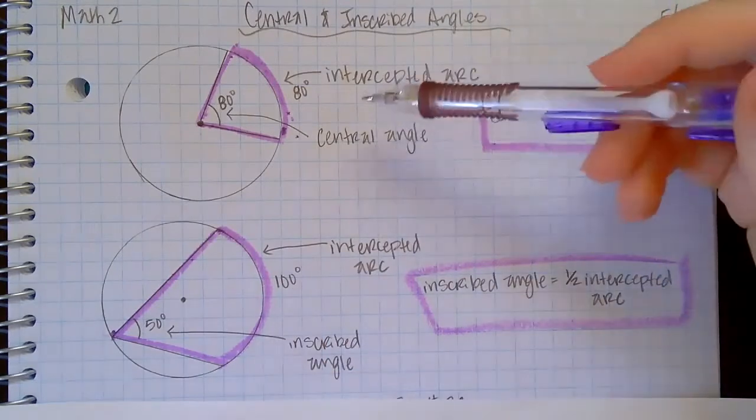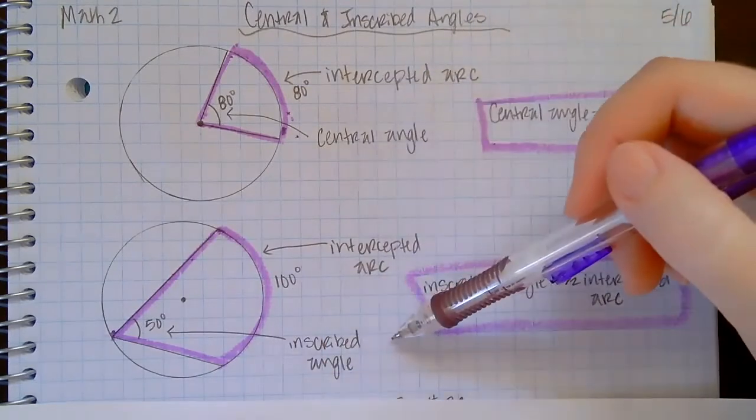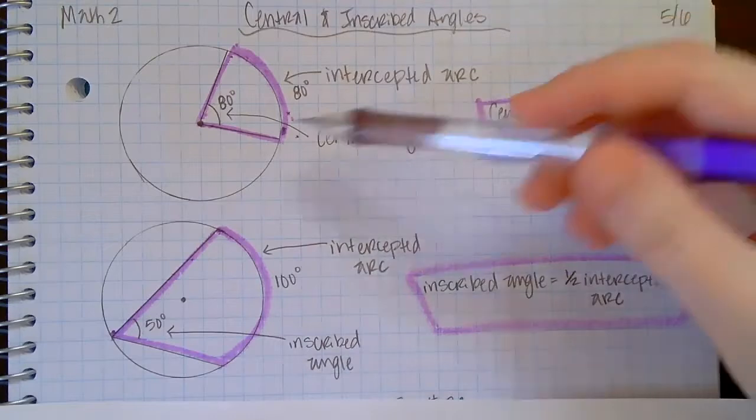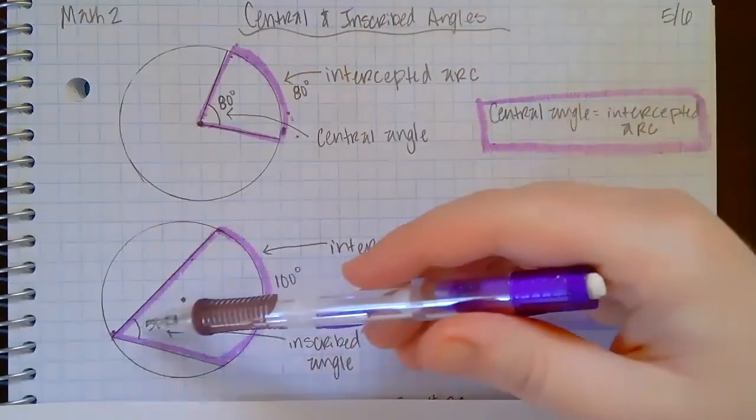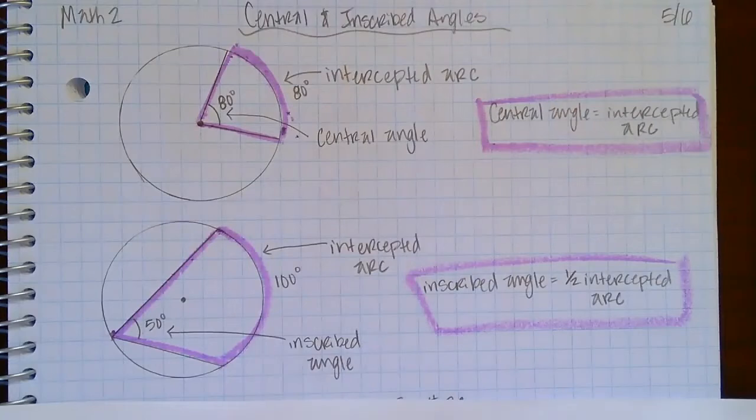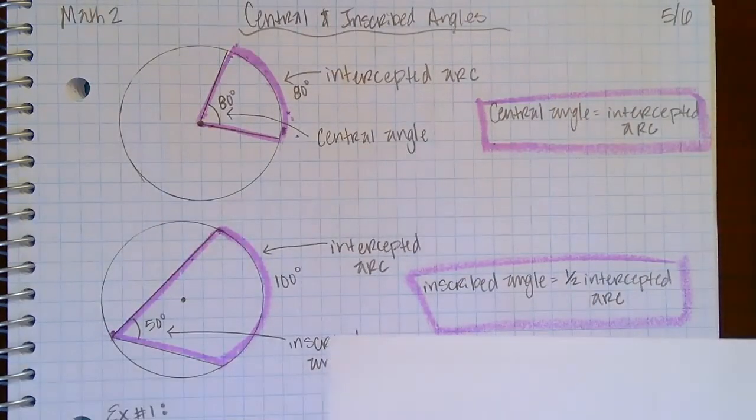So the first thing you need to do is figure out, is it a central angle or is it an inscribed angle? And then if it's central, it's exactly the same as the intercepted arc. If it's an inscribed angle, then the inscribed angle is half of the intercepted arc. So let's look at some examples here, okay? So we'll look at our first example.